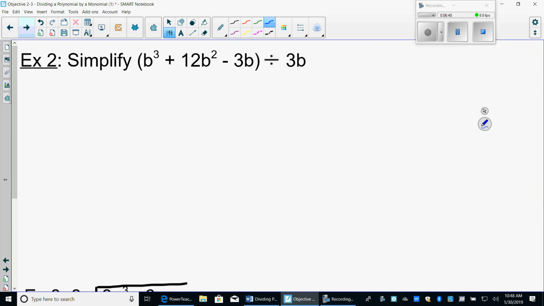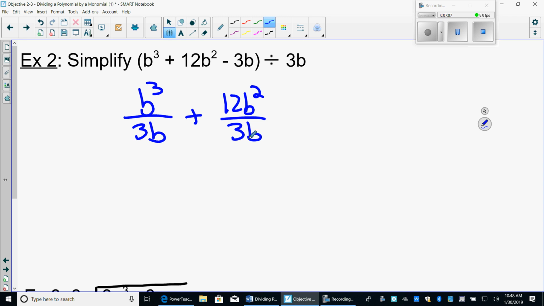All right. So here we go. 3-step process. Step 1, what are we going to do? We're going to make itty-bitty little fractions, and we're going to rewrite it. So tell me, what's being divided by 3b? B to the third is being divided by 3b. What else? 12b squared is being divided by 3b, and 3b is being divided by 3b. Any questions on that? Divide and conquer. Set up itty-bitty little fractions. What's step 2?